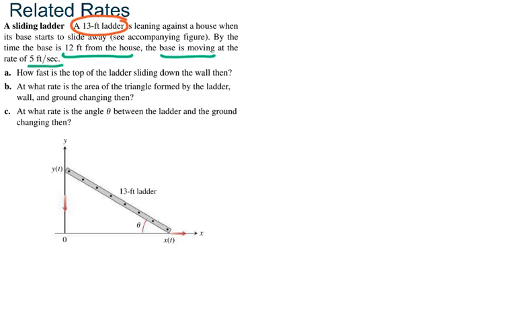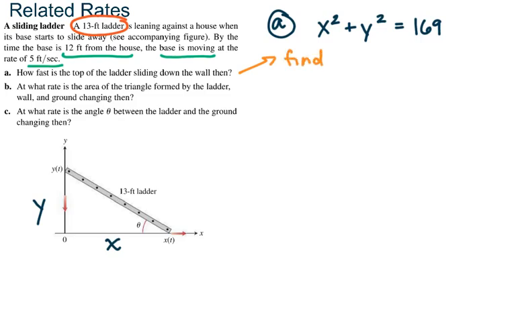So if we want to determine for part A how fast the ladder is sliding down the wall, we need an equation to relate what we're looking at. So I'll call my horizontal distance x and my vertical distance y, and I can create an equation because I know the Pythagorean theorem, x squared plus y squared equals 13 squared, which is 169. So this relates my horizontal and vertical measurements with regard to the measurement of the hypotenuse, which isn't going to change in this case. So if we want to find how fast the ladder is sliding down the wall, that means we need to find dy/dt. So that means we're going to take our function and differentiate with respect to t.